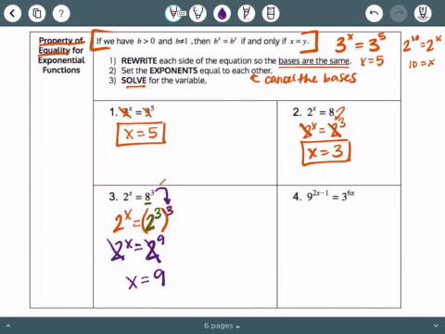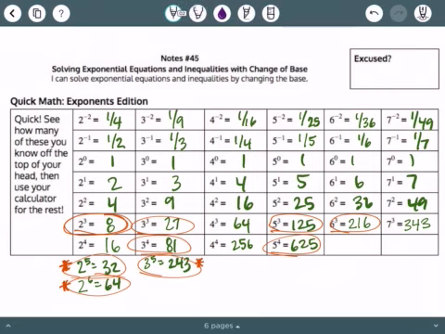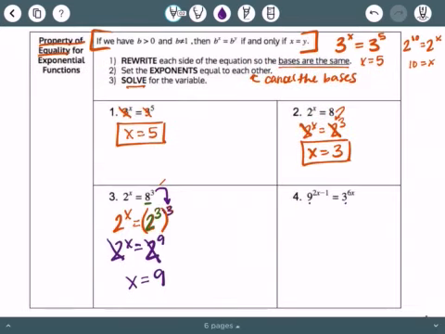For number 4, I see a 9 and a 3. So I'm going to go back to my chart. I'm going to look where I see 9's and 3's. So here in this section here, I see 9's and 3's. I see that 9 is 3 to the 2nd. So I'm going to say, okay, 9 is changing to 3 to the 2nd, and I still have my exponents, so 2x minus 1. I have my equal sign, and then I see 3 to the 6x.